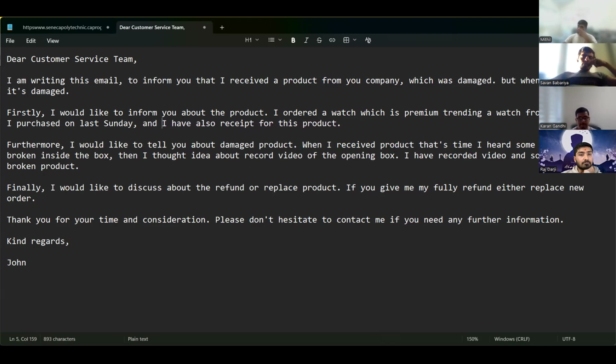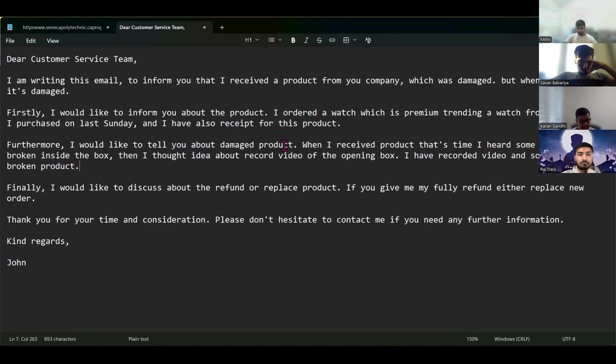Furthermore, I would like to tell you about the damaged product. When I received the product, at that time I heard some noise, which is broken inside the box. When I thought of the idea to record a video of opening the box, I have recorded videos and some pictures of the broken product. Okay.